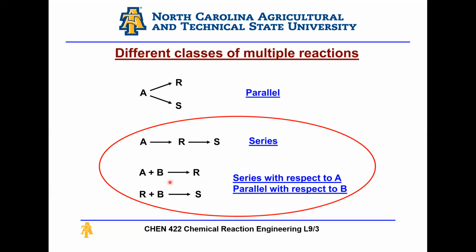The third type of multiple reactions you see here, where I have A plus B goes to R, and then R plus B goes to S. So you can see this system of reactions is series with respect to A. So A plus B goes to R, and then R goes to S, and it's parallel with respect to B. So B reacts with both A and R, giving me 2 different products. And this type of system is highly dependent on the mixing pattern and how you really control the way you introduce the different species into your reactor. And we're going to talk about it today.